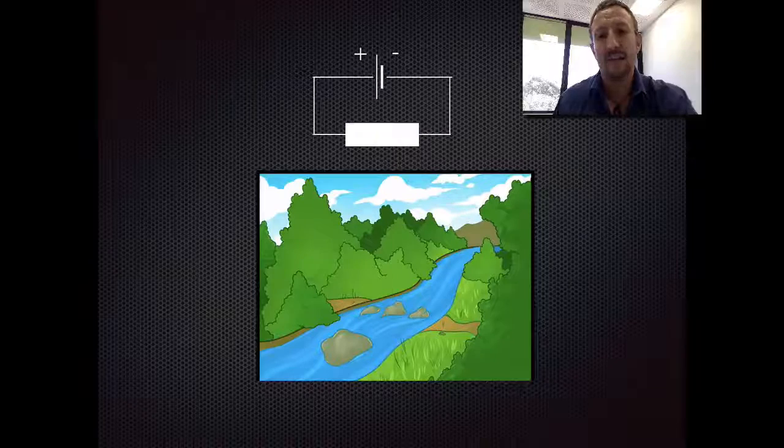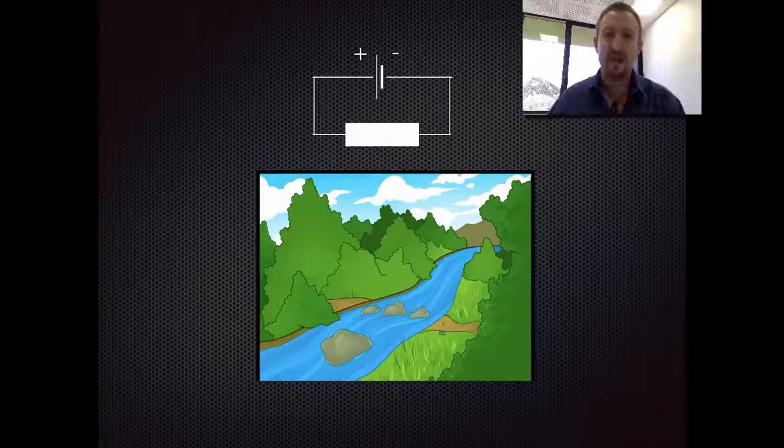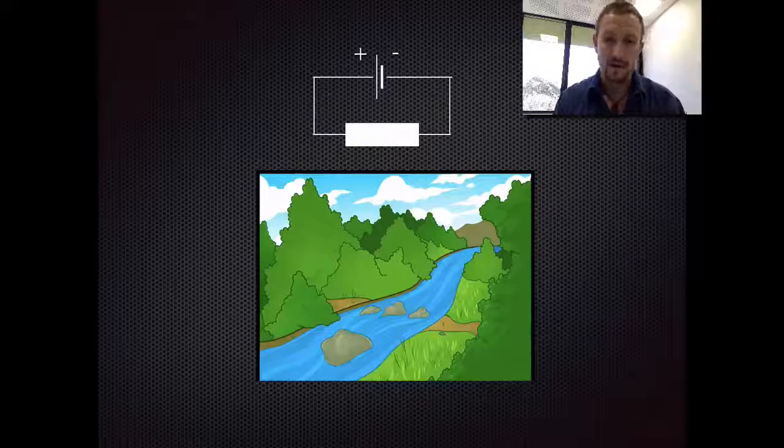Below that, I've got a river. Now the river works on the principle that it's flowing downhill. It's going to flow positive to negative, so we're going to be using conventional current. Positive at the top, negative at the bottom.